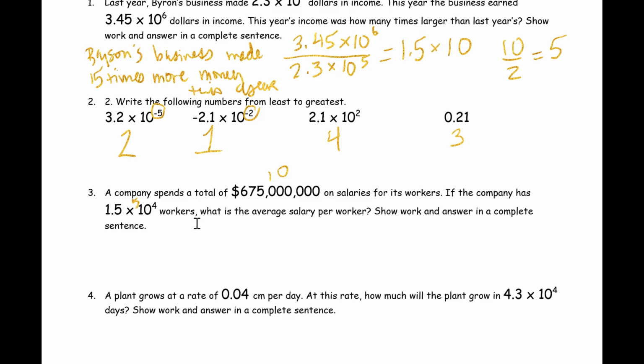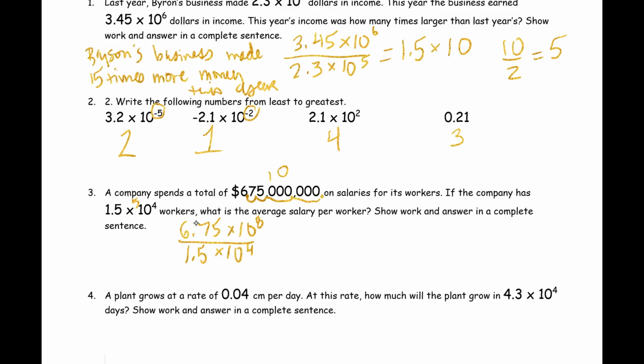So I'm going to turn this into scientific notation. It doesn't say, but that's what I'm going to do. This is a scientific notation lesson. That's 3, that's 6, 7, 8. So that's 6.75 times 10 to the 8th power over 1.5 times 10 to the 4th power.